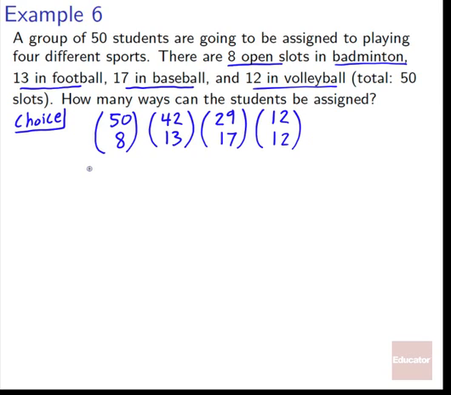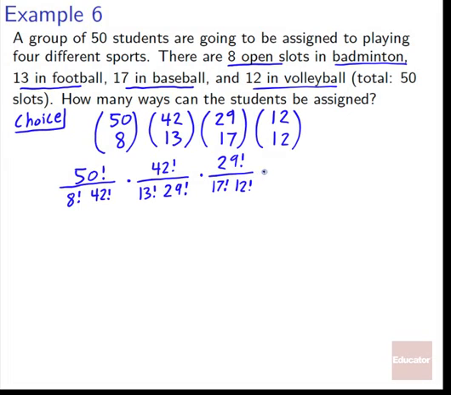If we work this out mathematically, 50 choose 8 is 50 factorial over 8 factorial times 50 minus 8, so 42 factorial. Next up, times 42 factorial divided by 13 factorial times 42 minus 13, so 29 factorial. Next one is times 29 factorial, what we're choosing out of, divided by 17 factorial, how many we're choosing, times 29 minus 17, 12 factorial, times 12 factorial, divided by 12 factorial times 0 factorial. 12 minus 12 gets a 0.